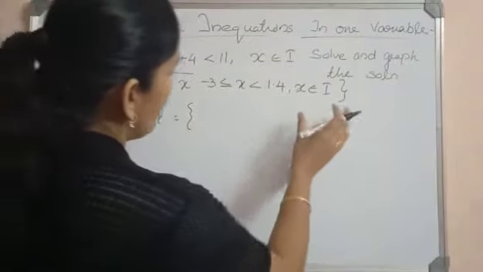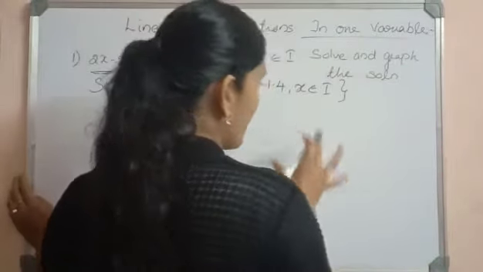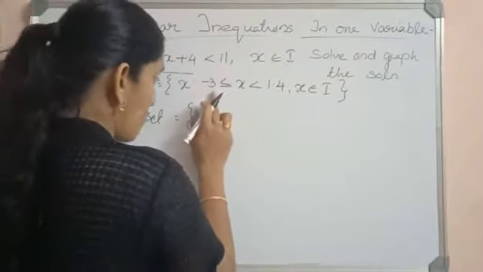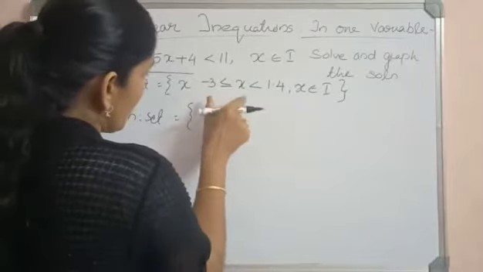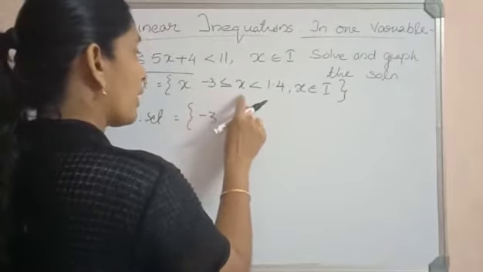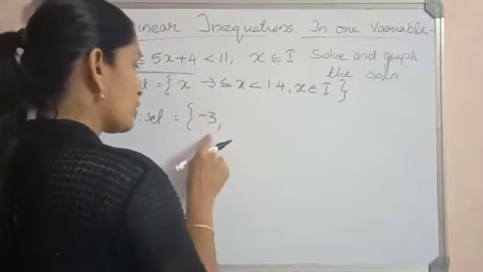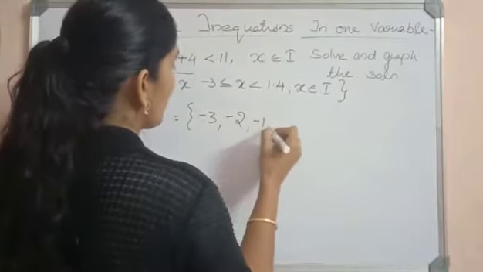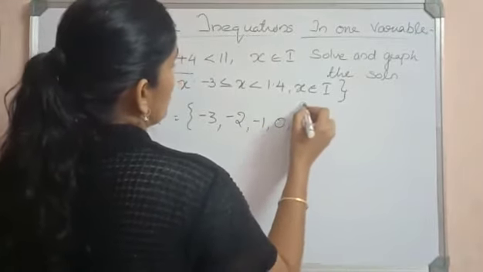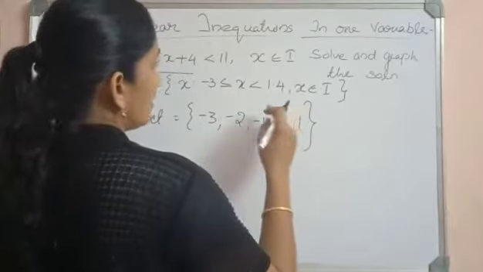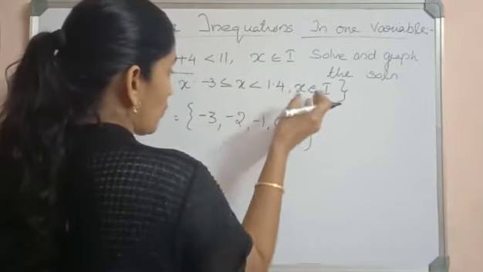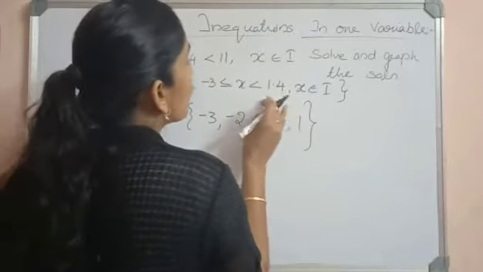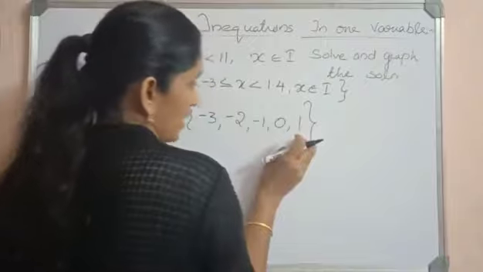set of, and we know that the set of integers contains negative numbers, positive numbers and 0. So we can start writing from minus 3, since the first part is minus 3 less than or equal to. There is an equal sign, therefore we have to include minus 3 also in our solution set. Minus 3, minus 2, minus 1, 0, 1. We cannot take the next number since the x values are less than 1.4. So 1 is the last integer we can consider.